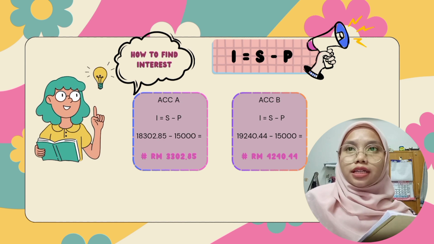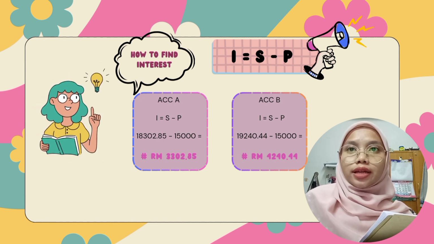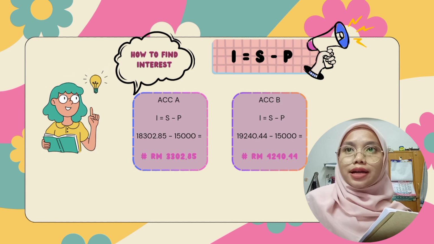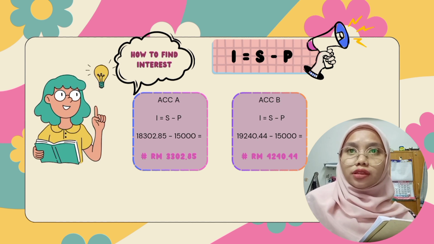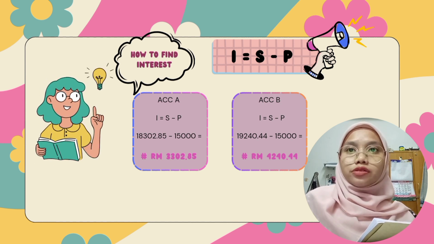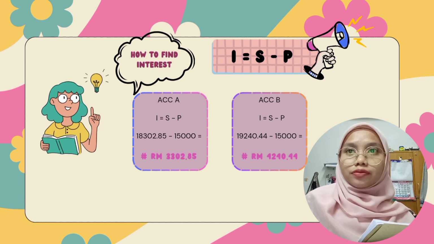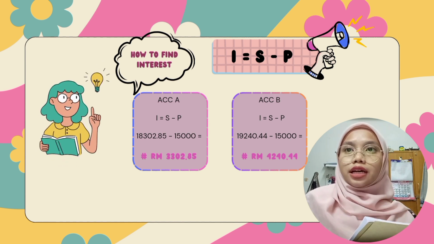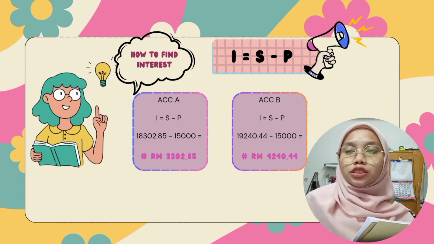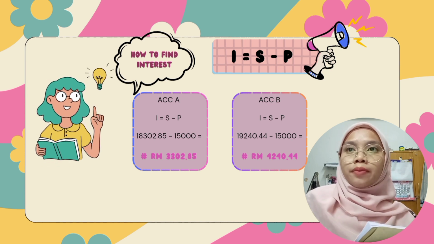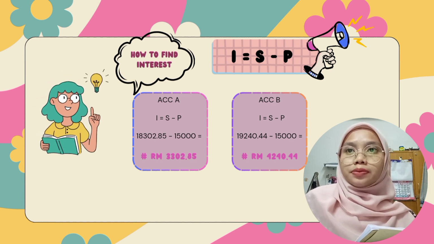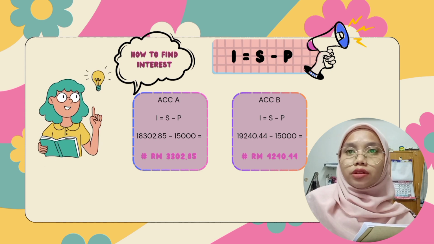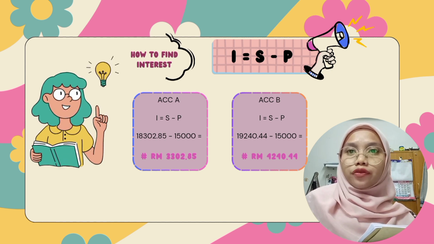For account A, the future value is 18302.85 minus principal. Principal is 15,000. So the answer will be RM 3302.85. Same goes for account B. The account B future value is 19240.44 minus principal. The principal is 15,000. So the answer will be RM 4240.44.